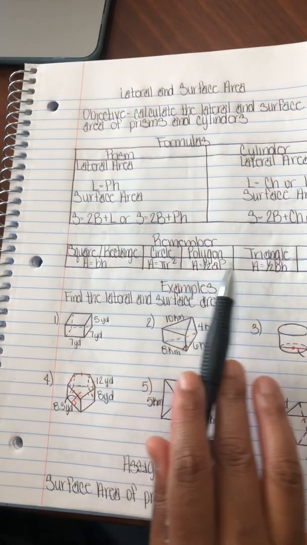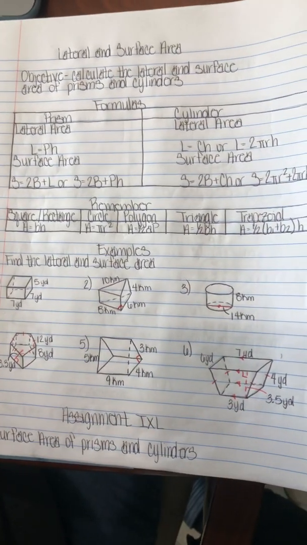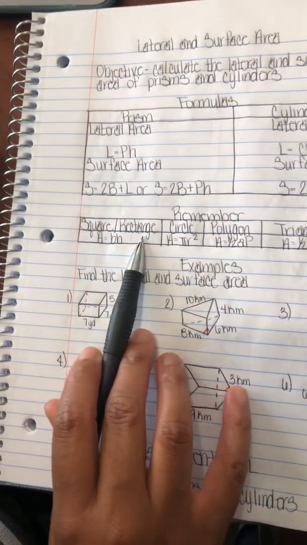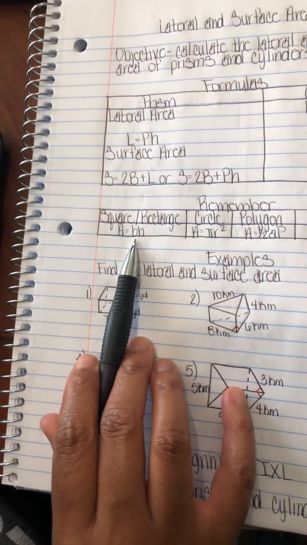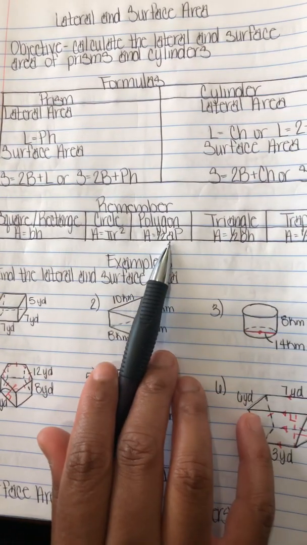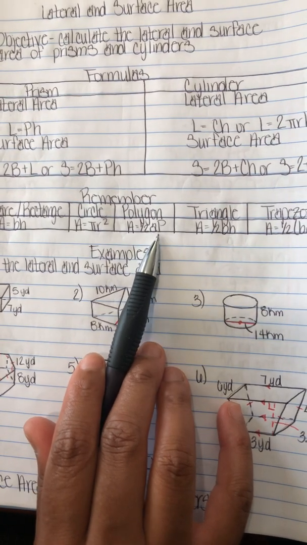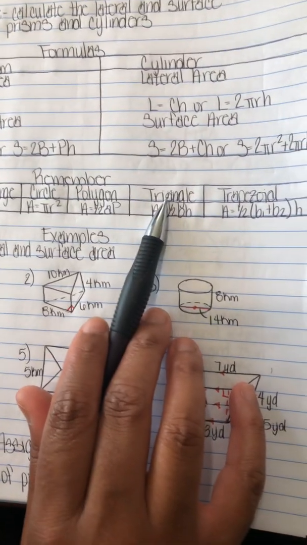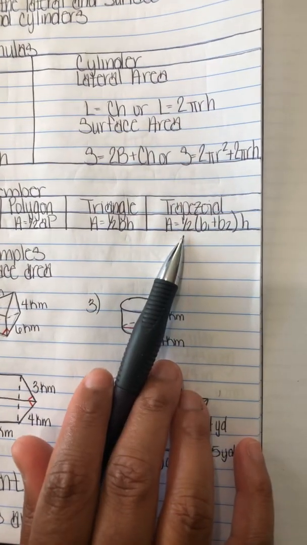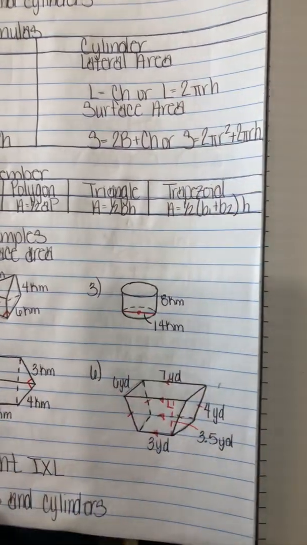Now, here are a couple of formulas that I figured that you might need for your IXL lesson for today. Remember, if you're dealing with a square or rectangle, it's just base times height. For a circle, it's pi r squared. Polygon is half your apothem times your perimeter. For triangle, it's going to be 1/2 base times height, and for trapezoid is 1/2 the sum of your 2 bases times your height.